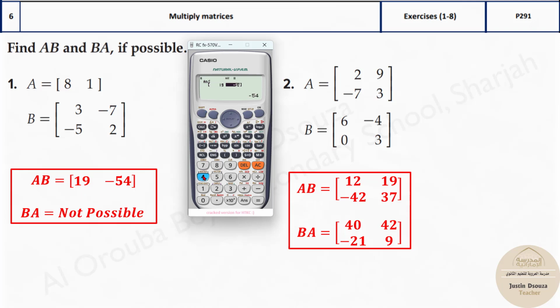Now let's try the same thing. Matrix B multiplied by matrix A. What happens? Here you get a dimension error. That means this is not possible to be multiplied. I will tell you how the dimension thing works.